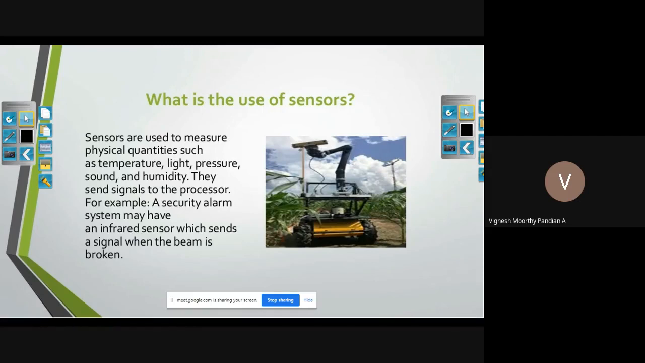What is the use of sensors? Sensors are used to measure the physical quantities such as temperature, light, pressure, sound and humidity. They send signals to the processor. For example, a security alarm system has an infrared sensor which sends a signal when the beam is broken. Sensors are used everywhere. Another example is in the malls. If there is any fire, the sensor will sense the temperature and automatically water will be used to put off the fire.